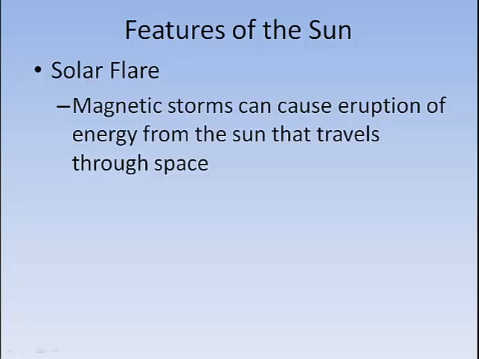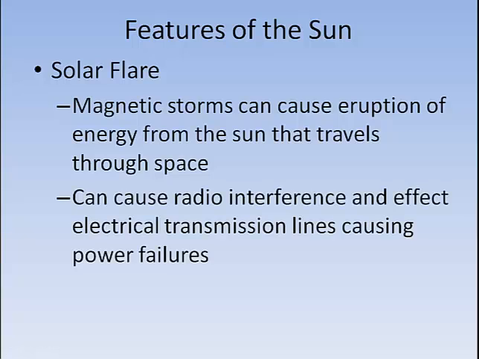Now, solar flares are different. They're caused by magnetic storms, but these things are way different. A solar flare causes huge amounts of energy to leave the sun and travel through space. These things can be really dangerous for us here on Earth. They bring radiation and all kinds of bad stuff, but they can also destroy electrical equipment, and they can cause power failures. They can mess up radio interference. And your cell phone works off a radio, so if they're really bad, your cell phone might not work right.